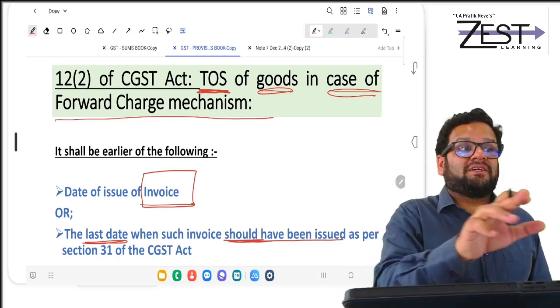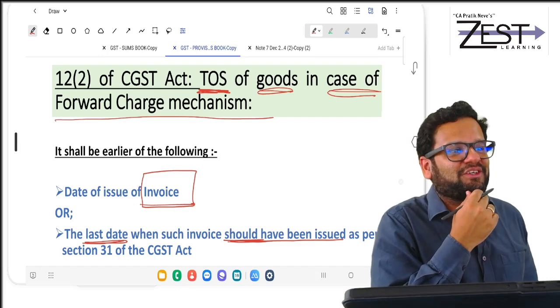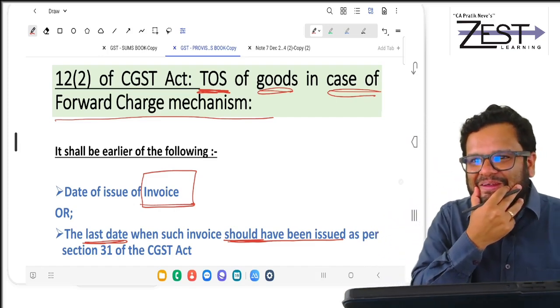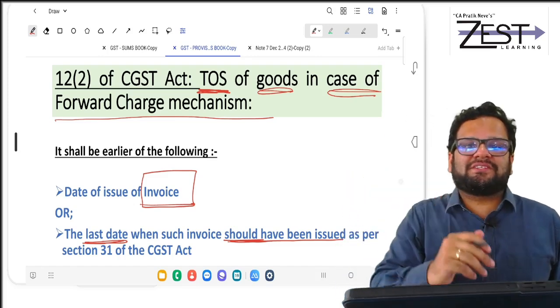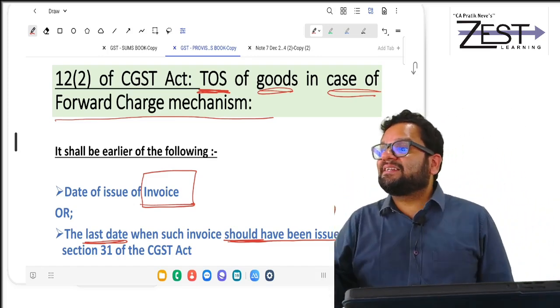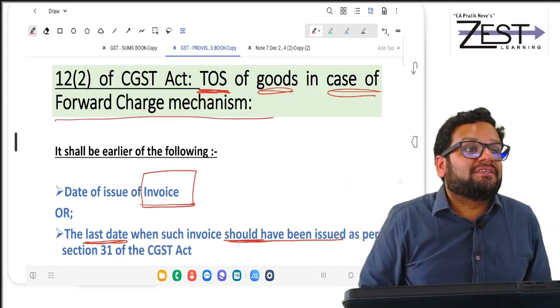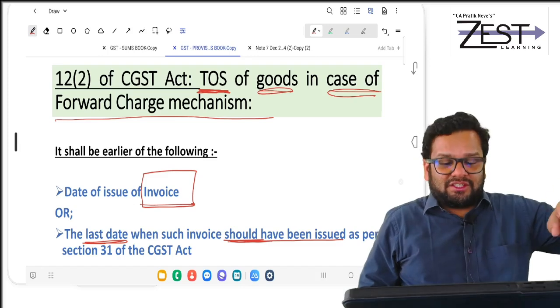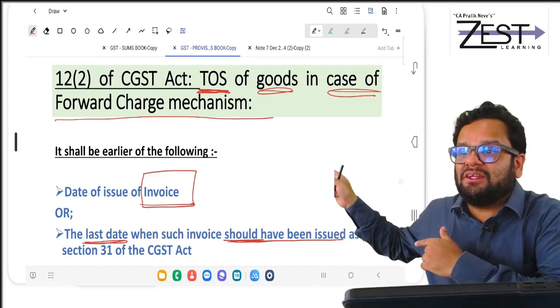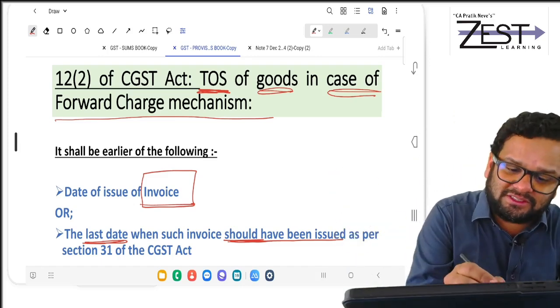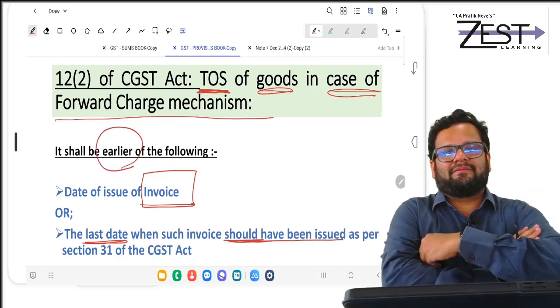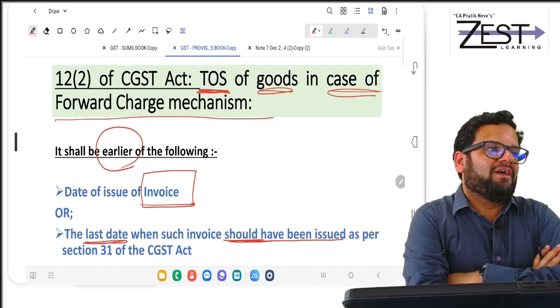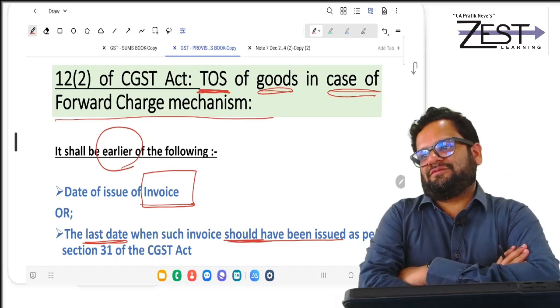Where is the provision of invoice given? Which section? Provision of invoice is given in which section? Documents, tax invoice. Section 31. So the last date when such invoice should have been issued as per section 31, whichever is earlier. So now you cannot do mischief.